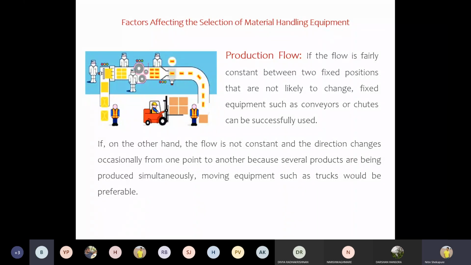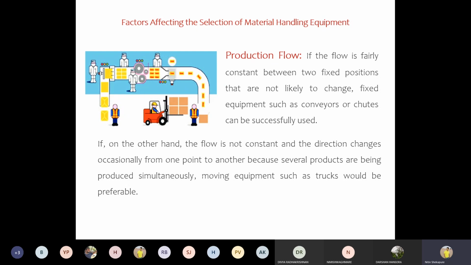Now, production flow. If it's a continuous production flow, we need an entirely different set of material handling equipment. On the other hand, if the flow is not constant and the direction changes occasionally from one point to another point, then the set of material handling equipment might be entirely different. Suppose it's fixed, what will you do? You will go for conveyors or something like that, which you don't need to move every day. But if it's not fixed, then you need to go for a forklift truck or something like that, or an industrial truck that we need to use.